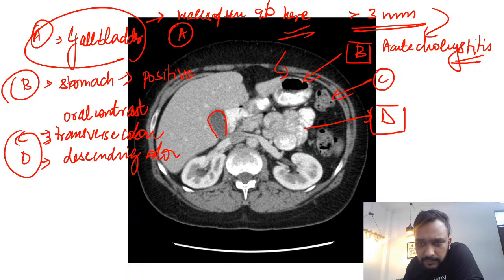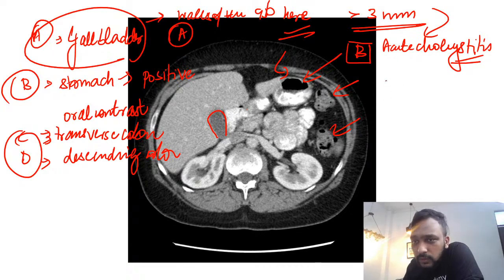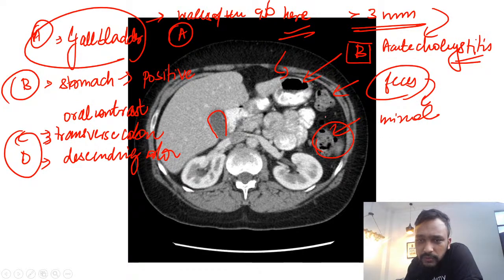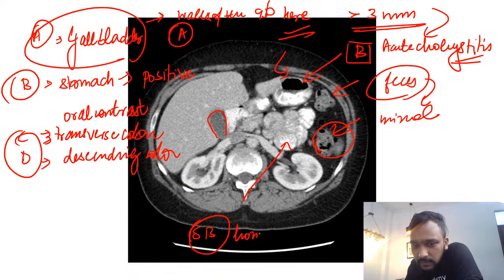Okay. So just remember, if you look at the colonic loops, the contents of the colonic loops are feces, and feces are mixed with air. That is why what you are going to see is that the contents of the colonic loops will be heterogeneous. And if you look at the contents of the small bowel loops, you will see that the contents are more homogeneous.